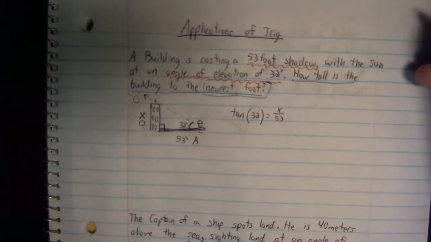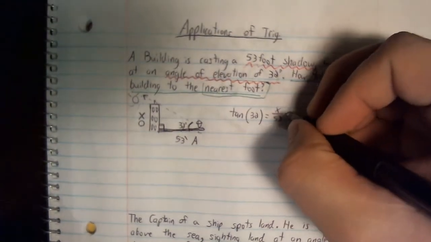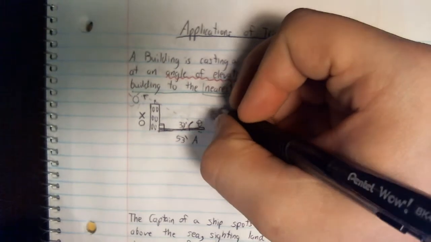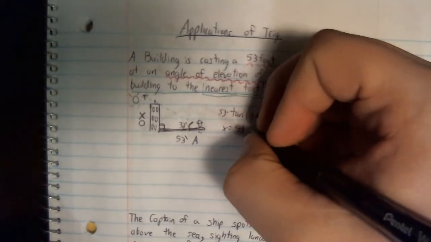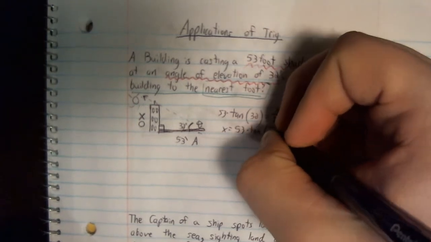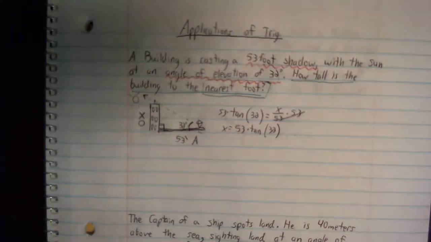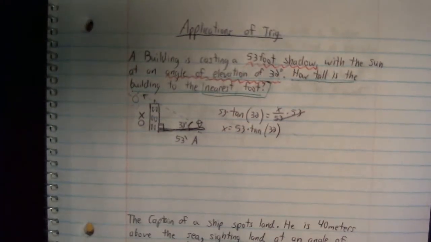And now we solve. Solving for x here means multiplying by 53 first, x equals 53 times tangent of 32 degrees. We need to now go to our calculators.